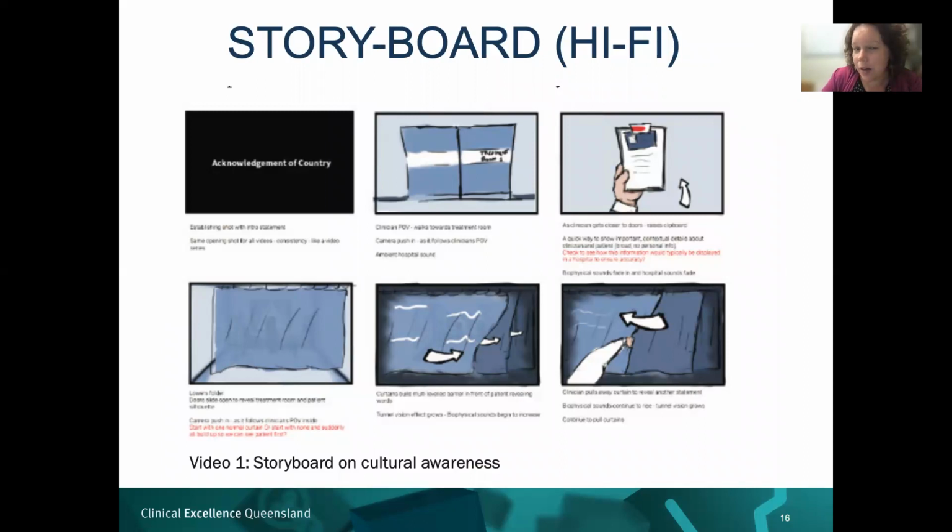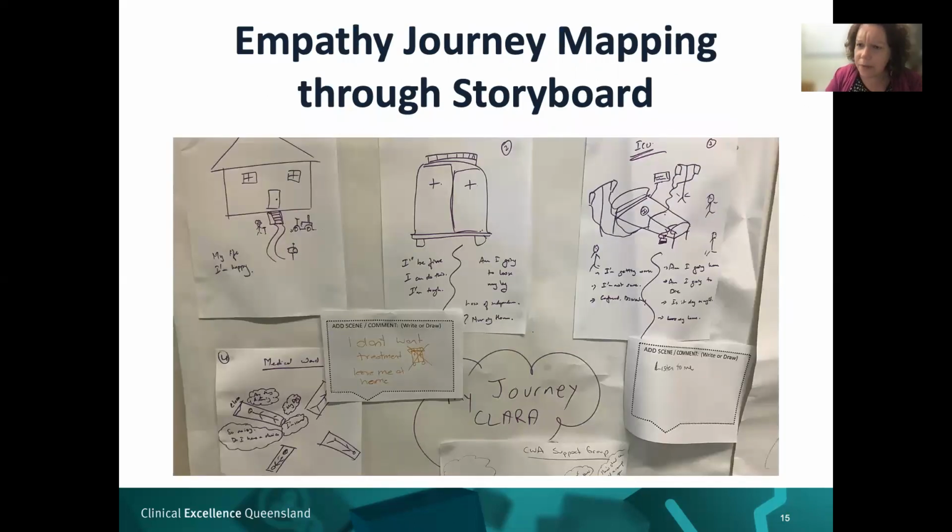Here's an example of a high fidelity storyboard, much more resolved and professional looking. One of the projects we used was to develop a brief animation about cultural safety. But to develop that, we co-designed with clinicians and First Nations consumers the storyboard, the narrative of what we would do and what we would say in this animation. And so this is an example from the animator, with full feedback about the scenes and what would be said. So this is a more resolved example of a storyboard. But I think you can see that both are powerful and both can be used in prototyping.